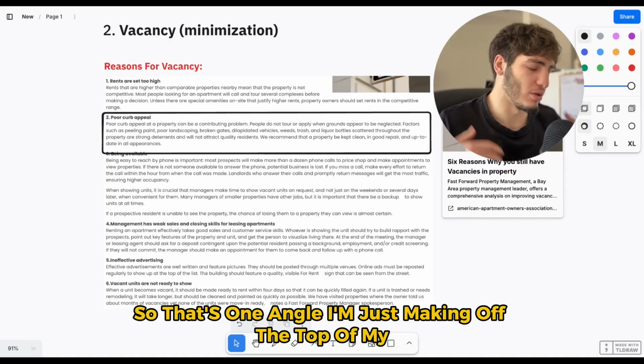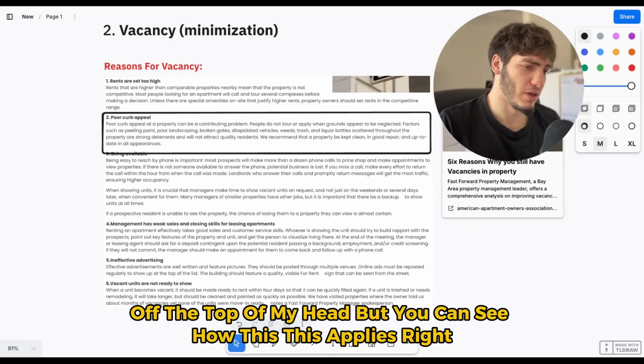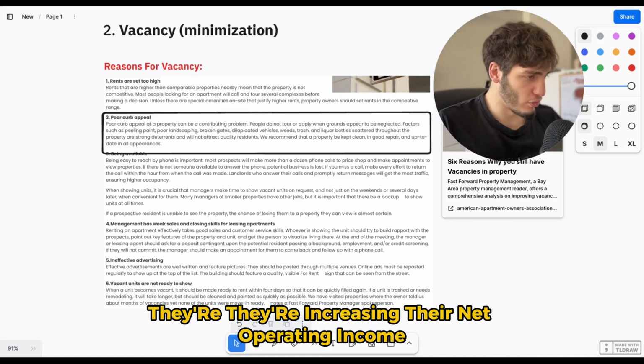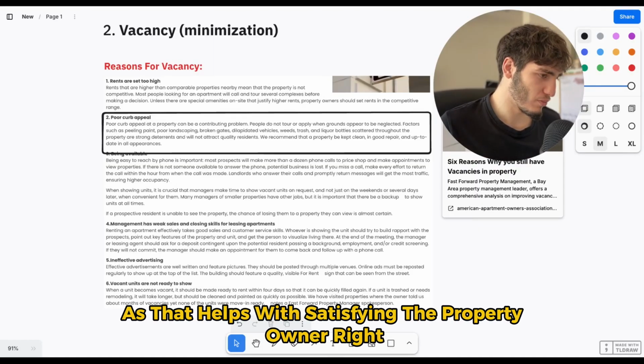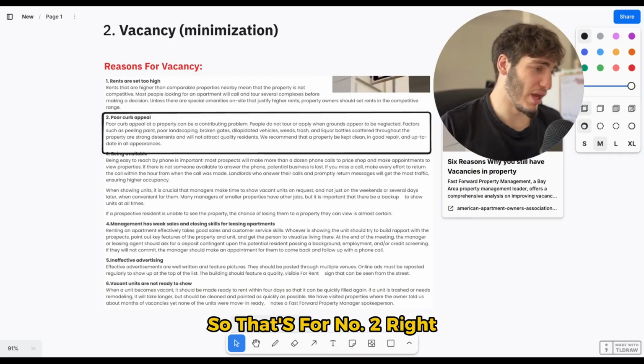Right, so that's one angle I'm just making off the top of my head, but you can see how this applies, right? So by decreasing vacancy, they're increasing their net operating income, and that's obviously the priority of a property manager, as that helps with satisfying the property owner, right? And that's that. So that's for number 2, right?